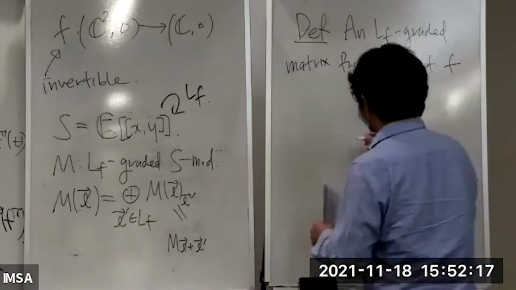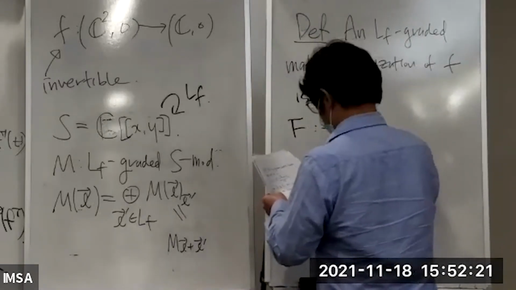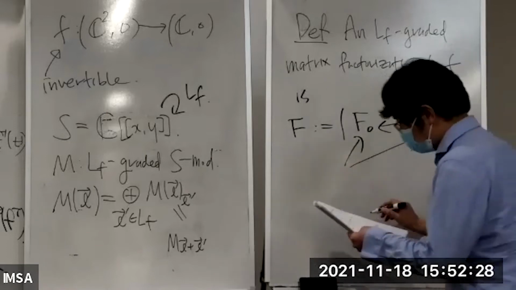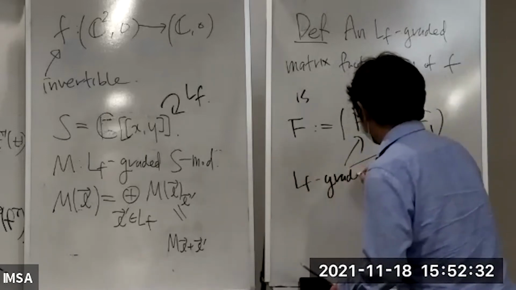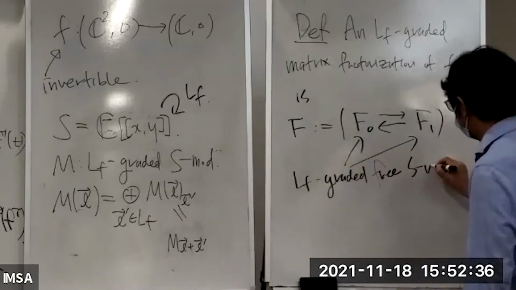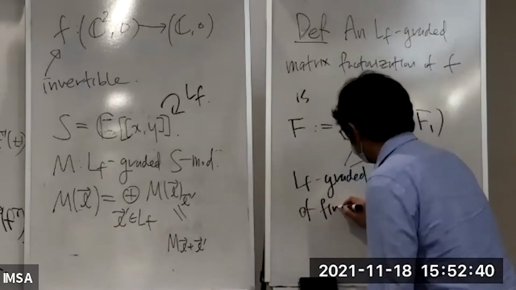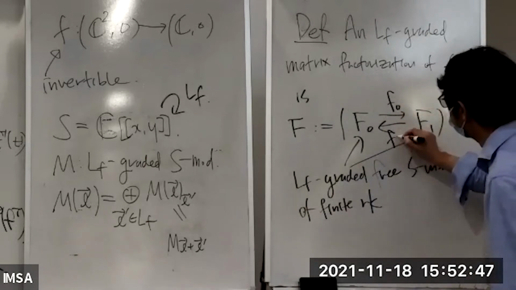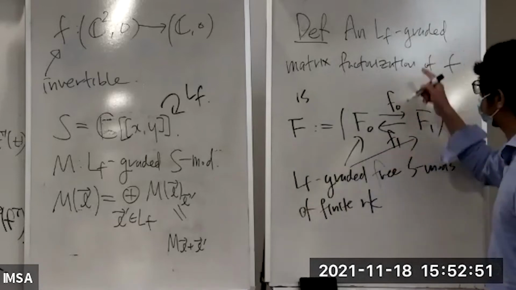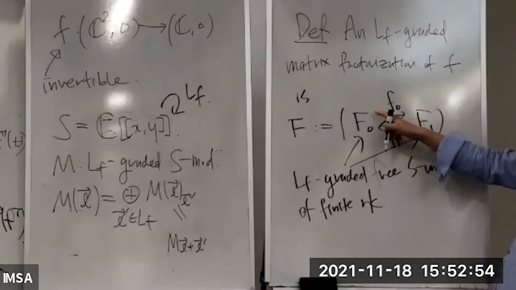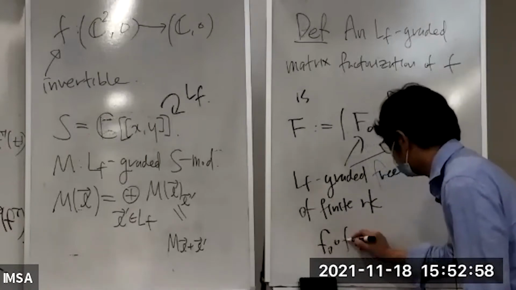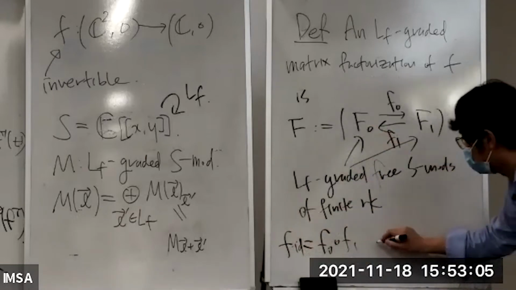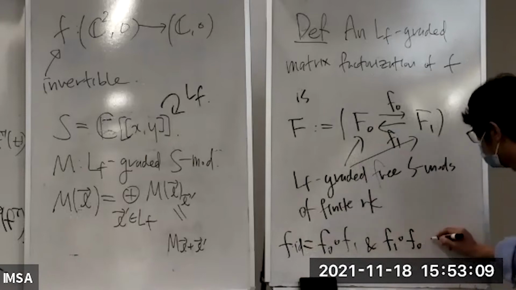Of F is nothing but this pair of two RF graded S modules of finite rank, and I have a map from here to here, F0 and F1, and so the matrix factorization of F means that if I compose this map and this map, and this is F, F0, F1, F times identity of this matrix, and the F1 composition F0, this is again F.